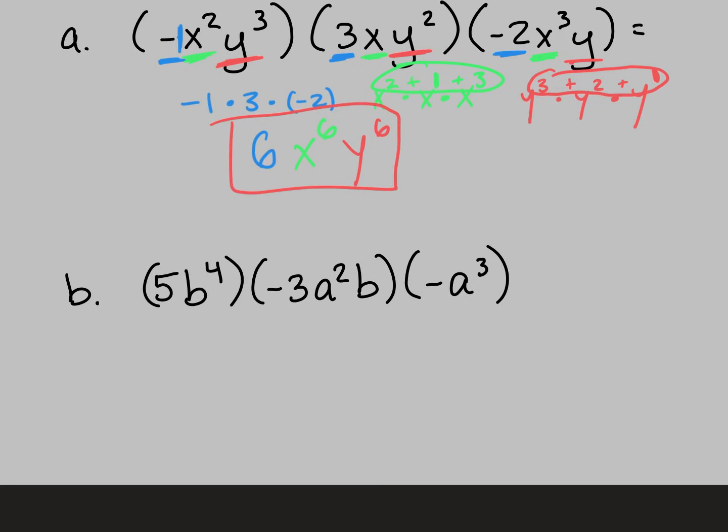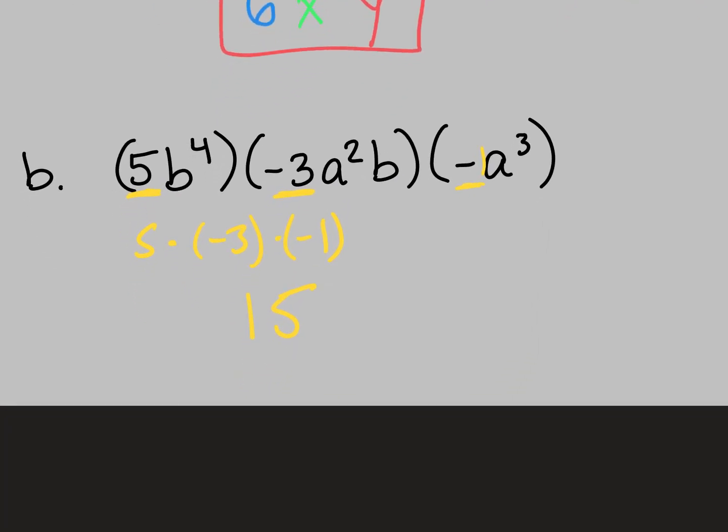All right, let's do B also. What do I start with for B? The numbers. So I have 5 times -3 times what? -1. So 5 times -3 times -1. What would that be? 15. Positive or negative? Positive, because we have a negative times a negative, which makes it a positive. What do I want to multiply next?